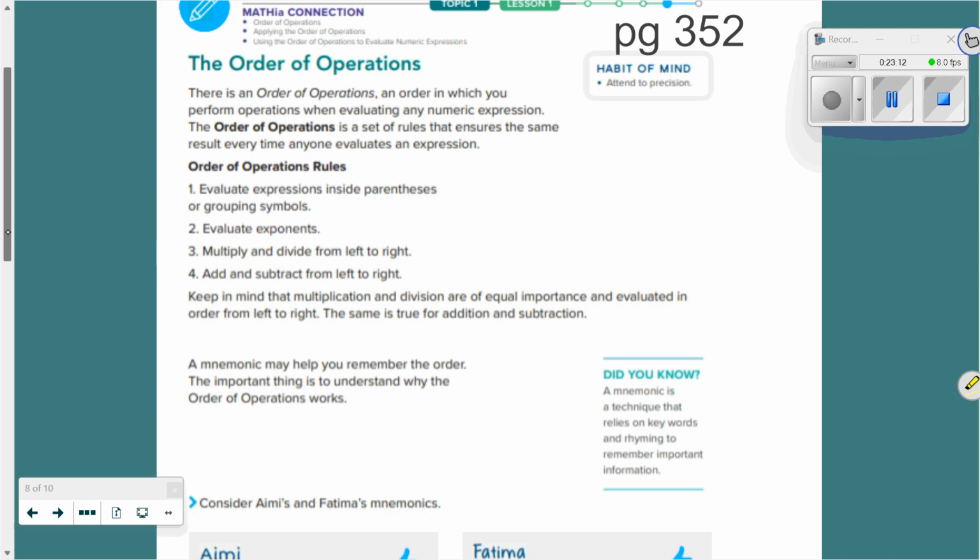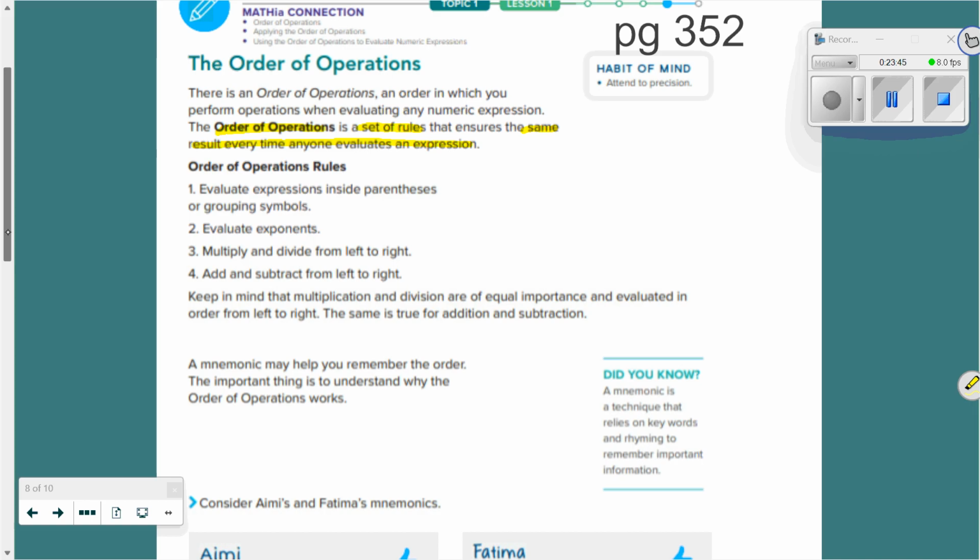This is a really important piece. When it comes to mathematics, the order of operations is kind of like our Bible. This is the 10 Commandments. This is what every mathematician has to do. The order of operations is a set of rules that ensures the same result every time you do it. Because we have these rules, any mathematician in the world who looks at a problem will get the same answer, because there's only one way you can do the problem.